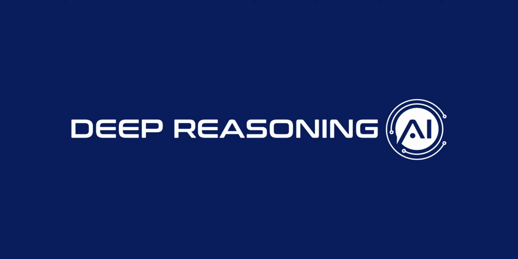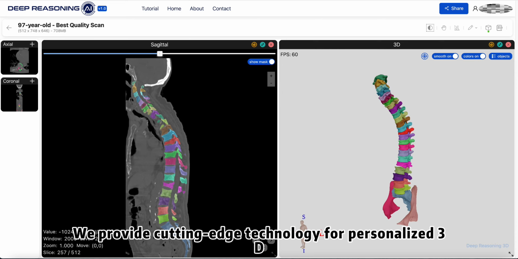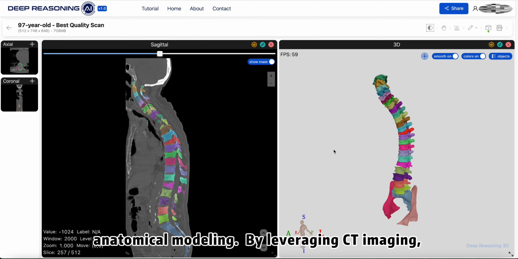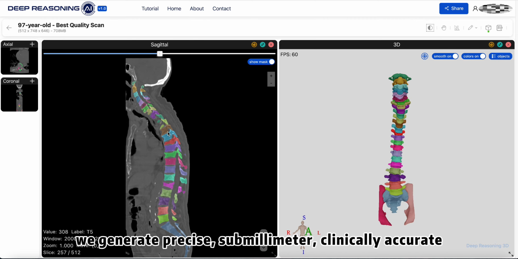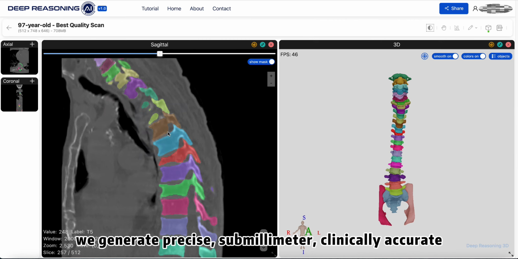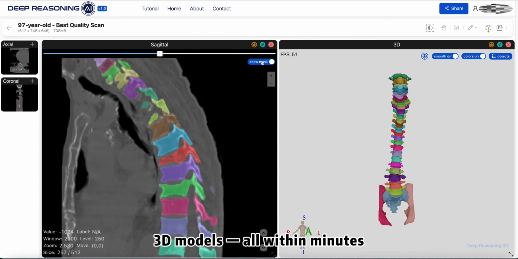Welcome to Deep Reasoning AI. We provide cutting-edge technology for personalized 3D anatomical modeling. By leveraging CT imaging, we generate precise, sub-millimeter, clinically accurate 3D models, all within minutes.